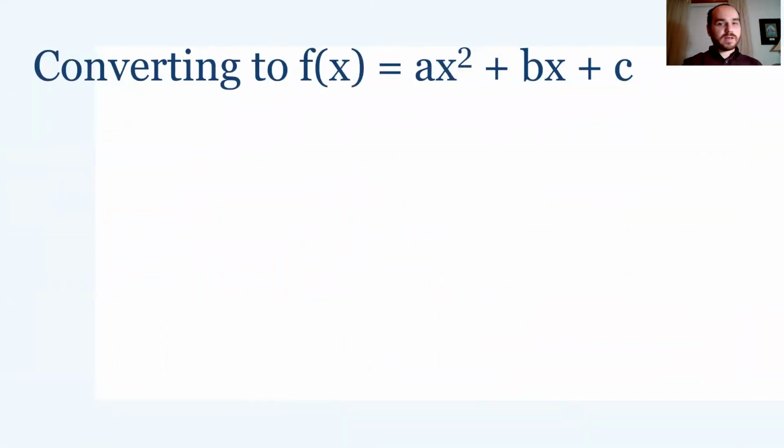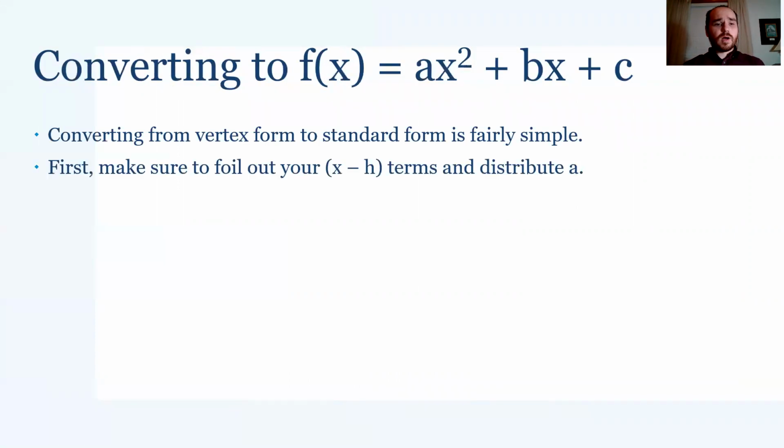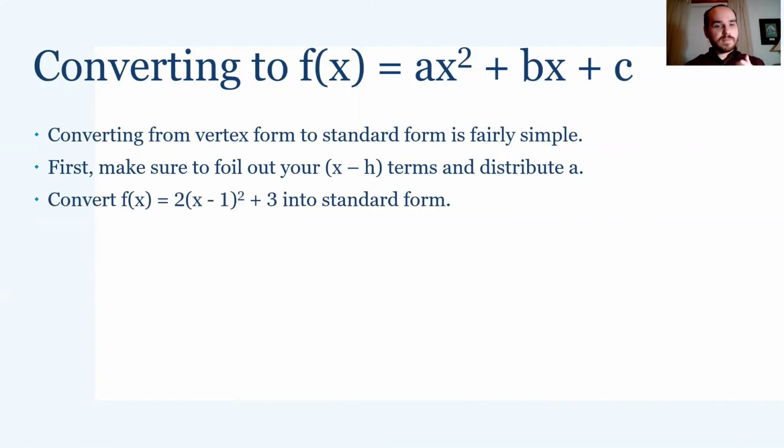Now let's talk about how to convert back into standard form, so this ax squared plus bx plus c. And it's actually really not very hard. All we have to do is FOIL out our x minus h terms and then distribute a, which is fancy math talk for do calculations you've probably done 100 times.